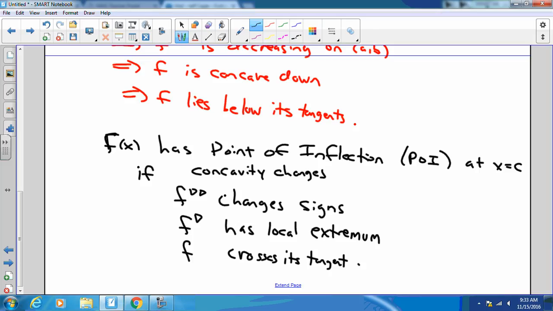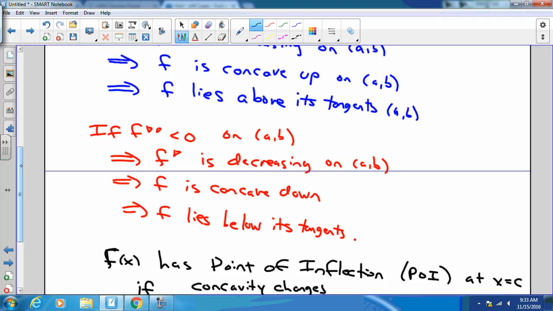So all of this is a visual equivalent. Yeah, and I'm backing away from calling it an equivalence because there are some weird exceptions that happen here. Everything that I've said here is true. However, if you try to do converses, things get strange. So for example, f is concave down does not imply that f double prime is less than 0. It could also have isolated zeros.